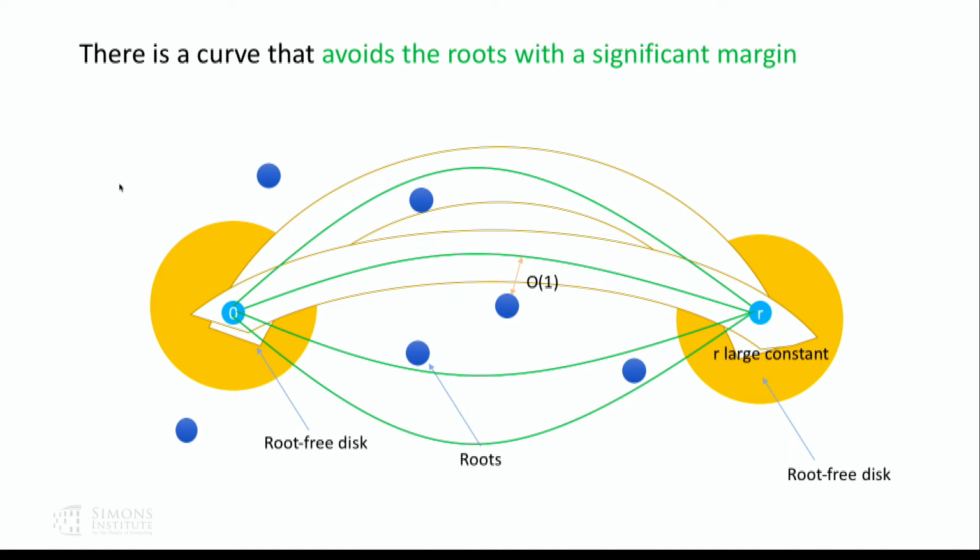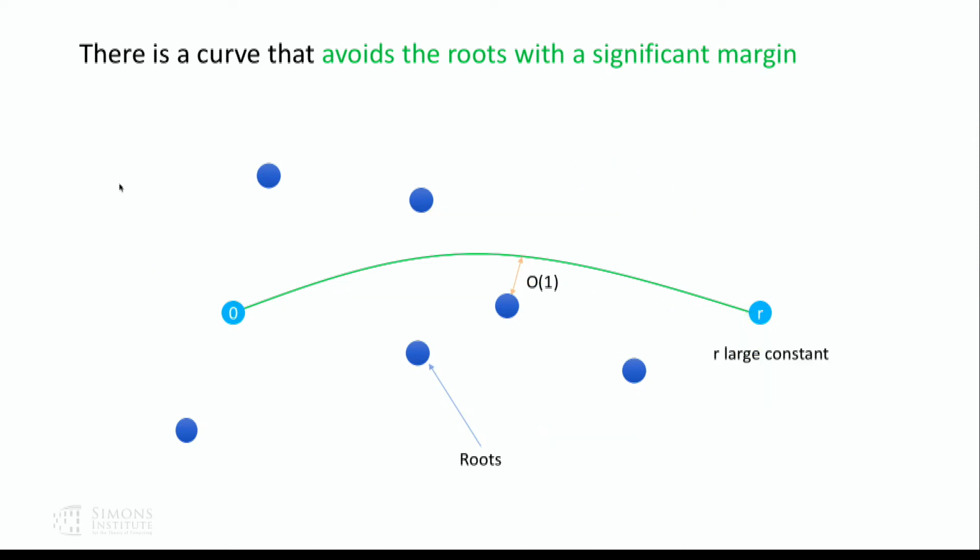So along with showing the constant bound on the number of roots, we show that there is a safe disk around point 0 and a safe disk around point r. And having that, using this counting argument, we can have faith that taking one of these curves at random, it won't have a root around it with a significant margin.